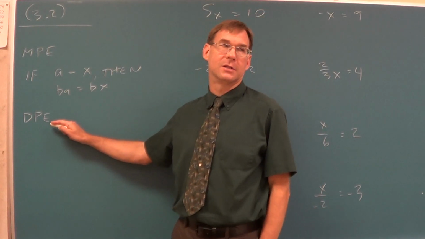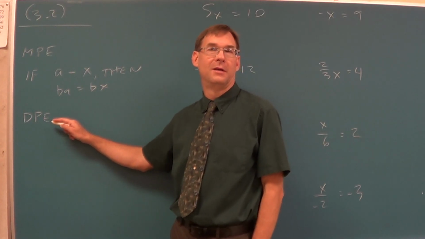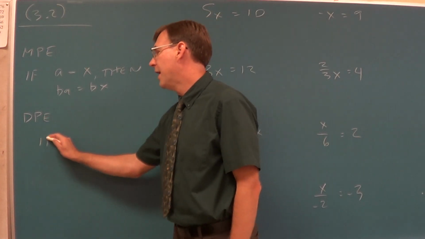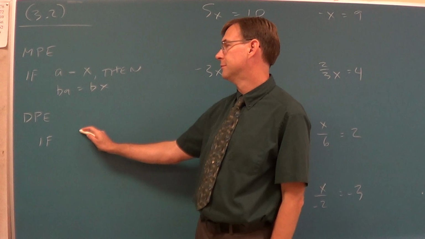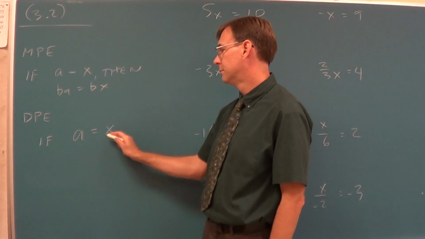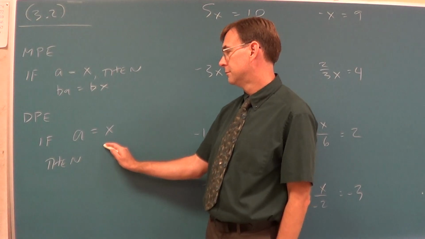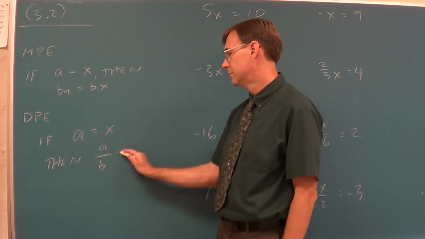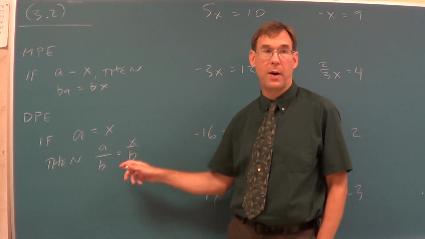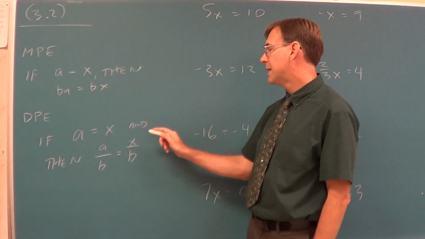What do you think DPE stands for? Divide. Property of equality. That's telling us if A equals X, what would be A over B and X over B? That would work. If you have equal things and you divide them both by the same thing, they still have to be equal.